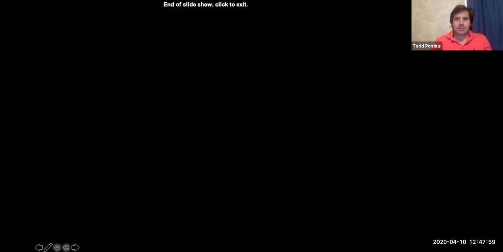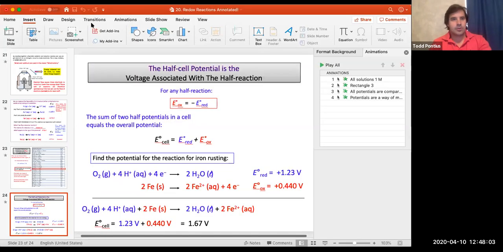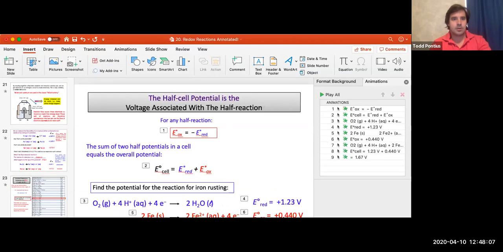Okay, so since there were some questions on oxidation number, I want to take some time to do some practice with oxidation numbers. So that's precisely what we're going to do now.